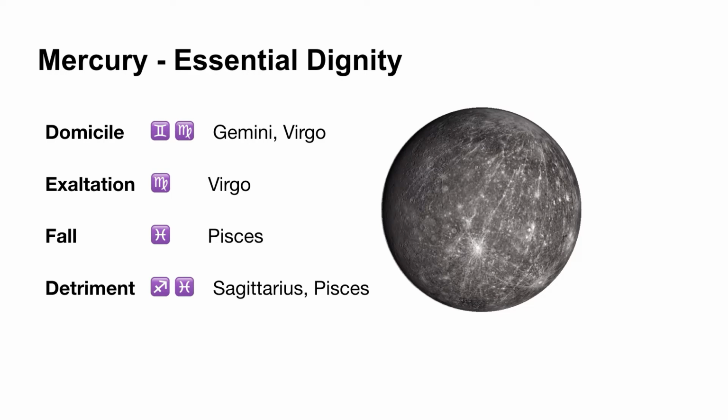Mercury is in domicile in Gemini and Virgo, and in exaltation in Virgo. Mercury in Virgo is the only placement where a planet is both in domicile and exaltation.